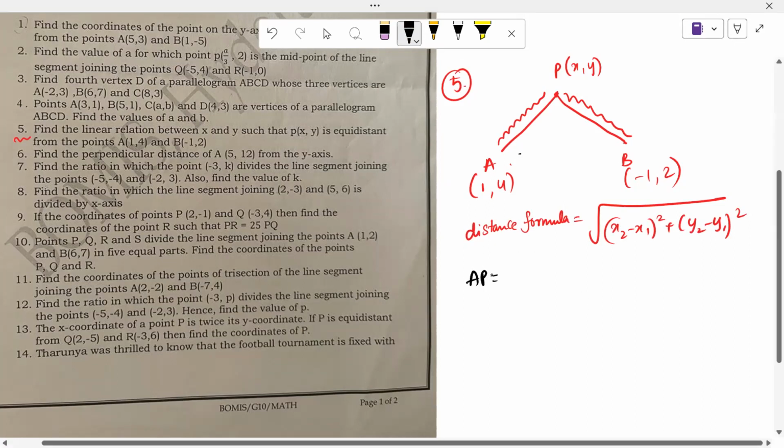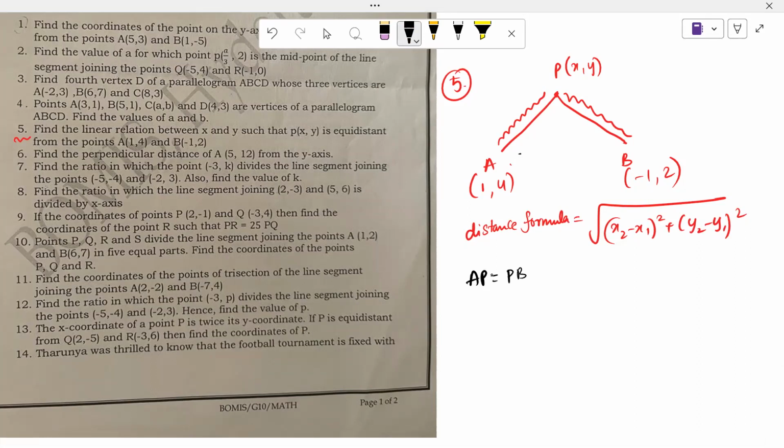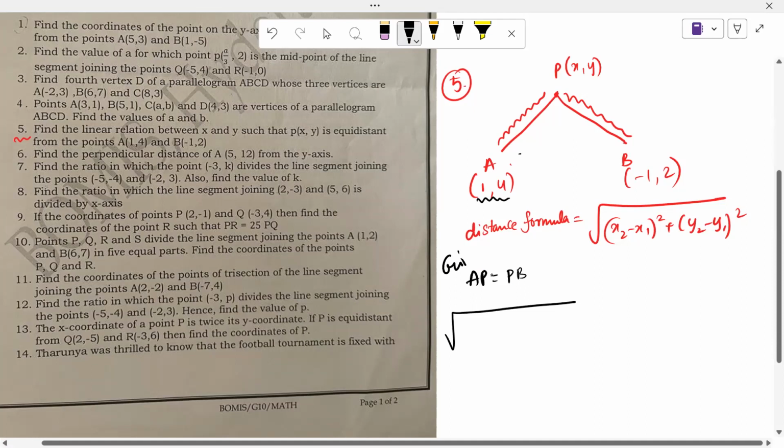So AP is equal to PB. So apply the distance formula. You can consider this as x1, y1 and this as x2, y2, or the other way, and apply this distance formula. So AP is equal to PB, right? That is actually given.